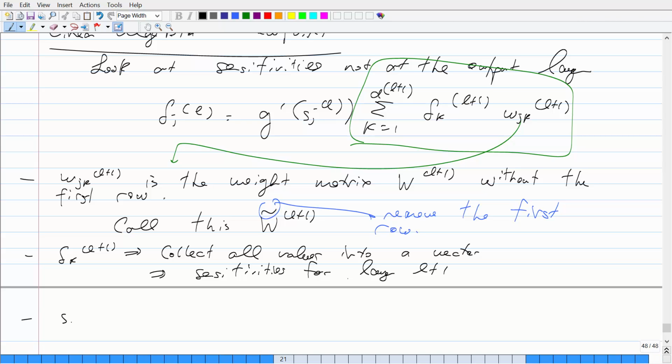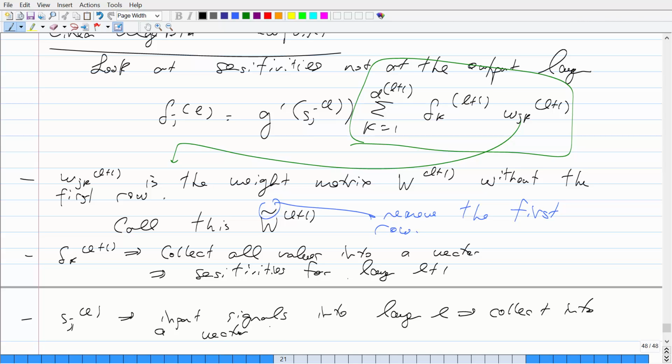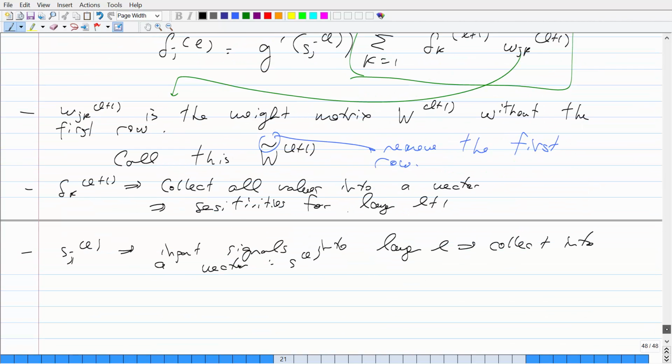And then finally, Sj of L, right? So these are the input signals into layer L. Okay, we can collect this into a vector, and I'm just going to call it S of L. All right? Okay. So what we can do is finally represent this as a very simple matrix multiplication.